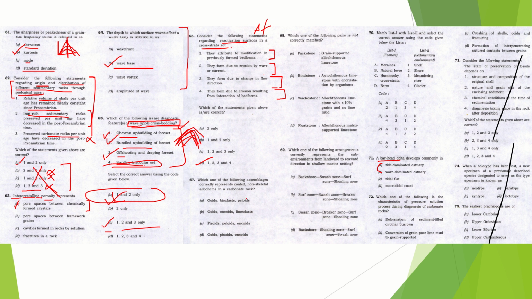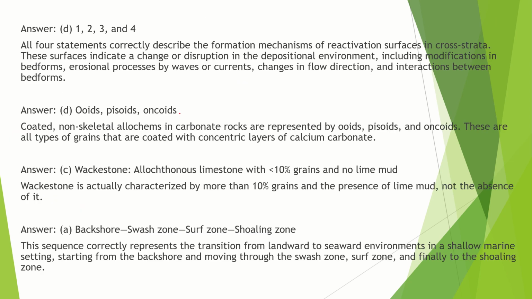Coming to the 67th question, it's asking that it has given us some characteristics: coated, non-skeletal allochems of carbonate rock. So ooids is definitely the concentric and coated one, and it has non-skeletal allochems in it. And ooids are like that. So these three options are there, and this can be cancelled. Pisoids is another option, because ooids when increased in size make pisoids, and oncoids are there too. So these are types of grains that are coated with concentric layers of calcium carbonate.